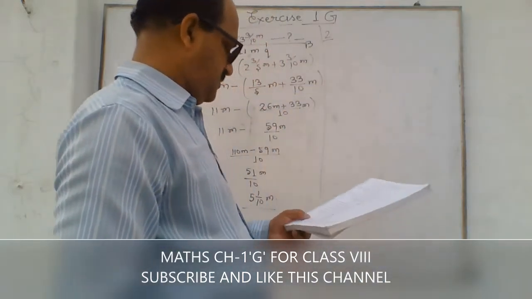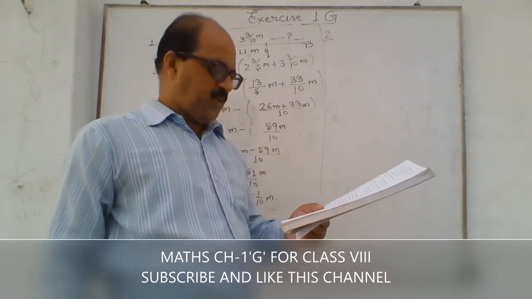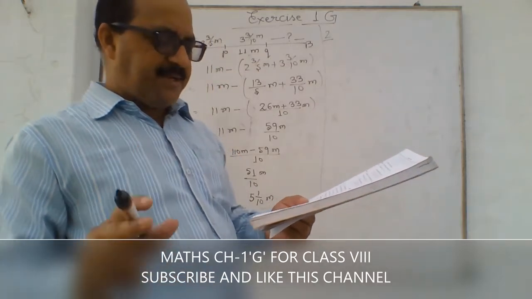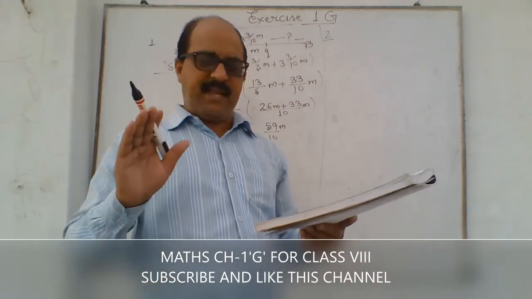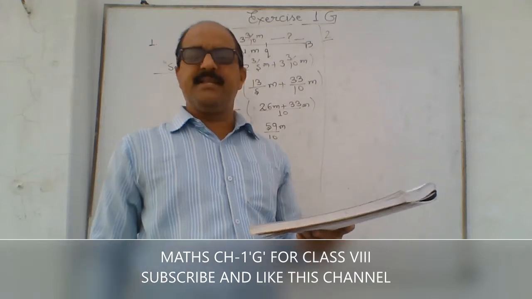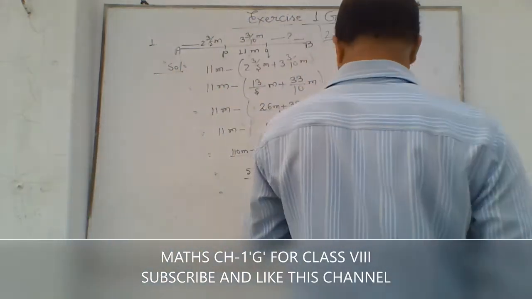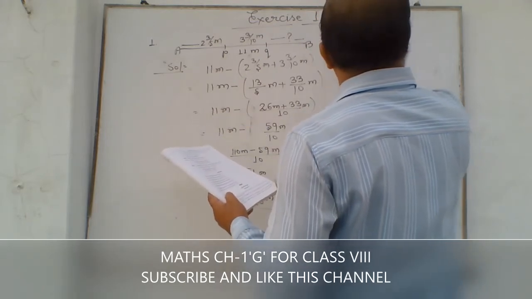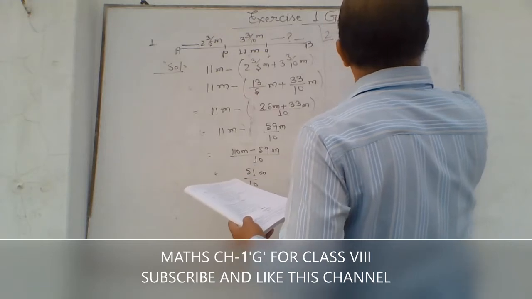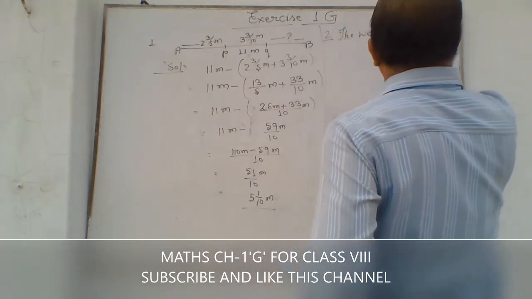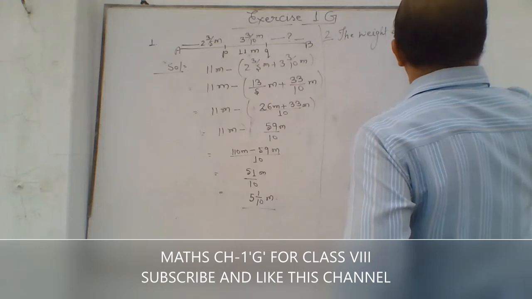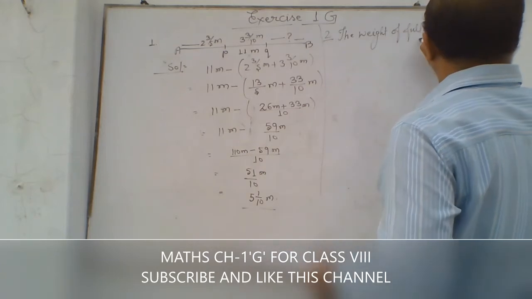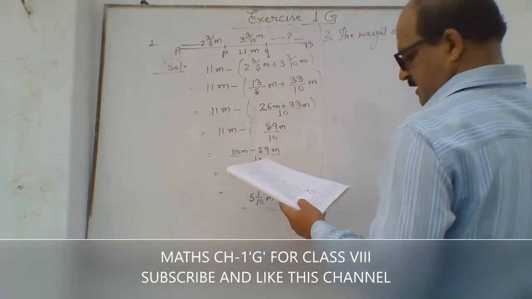Question number 2. A drum full of rice weighs 40 whole 1 by 6 kg. If the empty drum weighs 13 whole 3 by 4 kg, find the weight of the rice in the drum. The weight of the full drum is equal to 40 whole 1 by 6 kg.